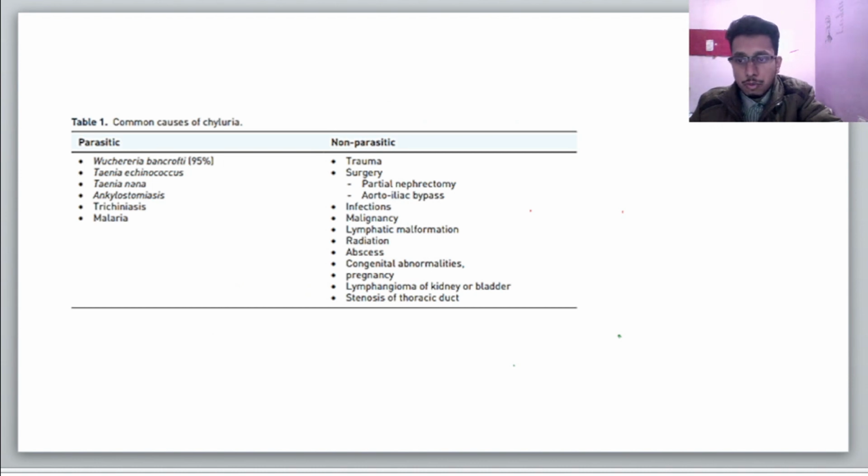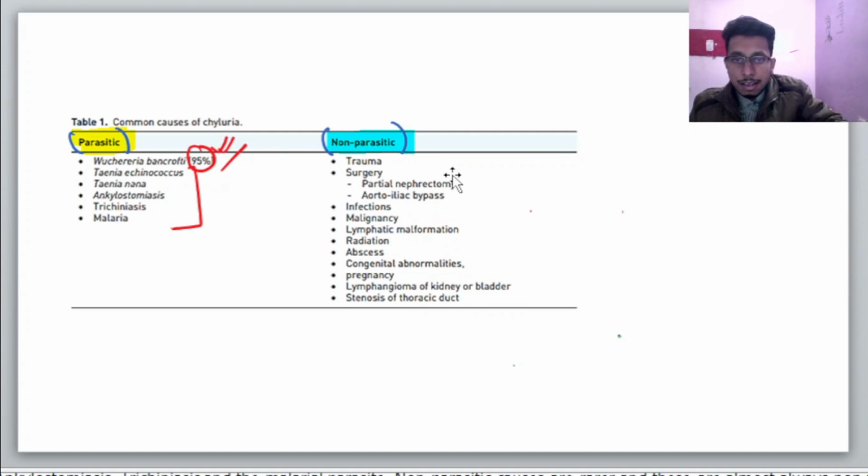Now coming to Chyluria once again, Chyluria, that is chyle in urine, is broadly classified according to causes into parasitic and non-parasitic groups. In developing countries, parasitic causes are the most common, whereas in developed countries, non-parasitic causes are mostly seen. Among parasitic causes, Wuchereria bancrofti shares 95%, that is the majority, while the remaining 5% is shared among tinea, ankylostoma, trichiniasis or malaria.